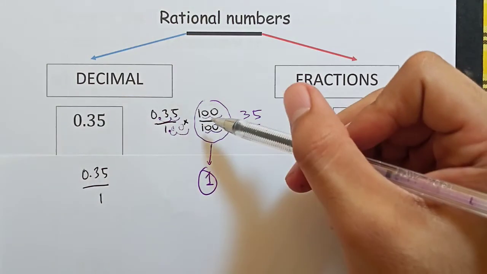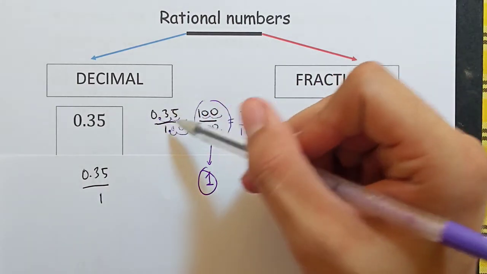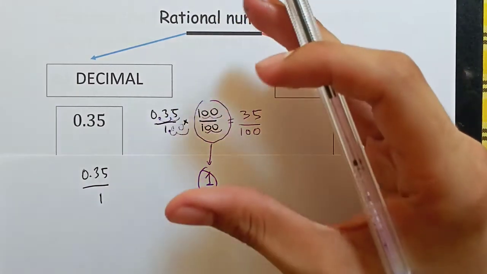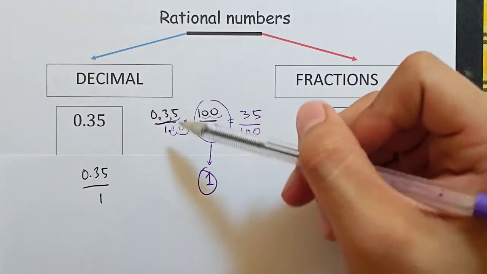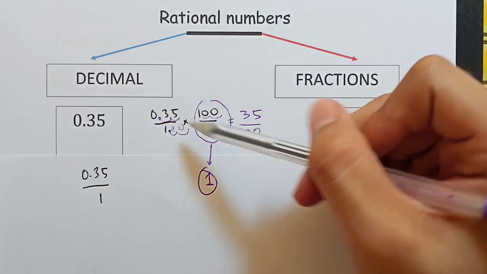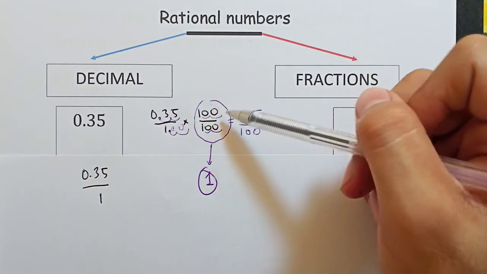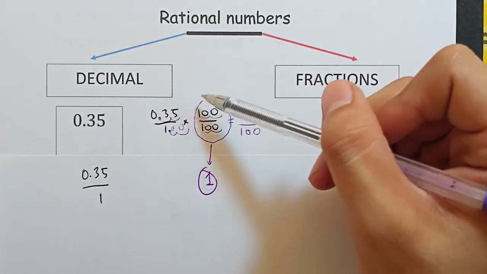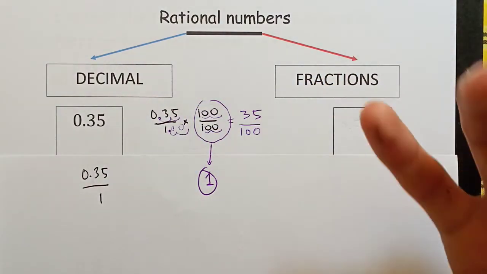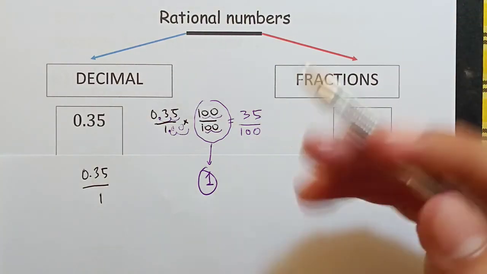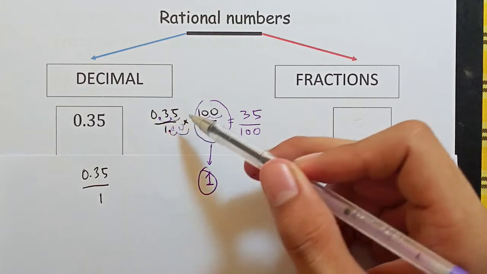So by multiplying 100 over 100 to 0.35 over 1 does not change the value of the given number. Kasi nga, equal lang siya sa 1. Kaya 0.35 over 1 times 1 or 100 over 100, yung number natin, mariremain yung value niya. So, okay lang siyang gawin. Then, isa pang purpose natin ay para matanggal yung decimal sa numerator.